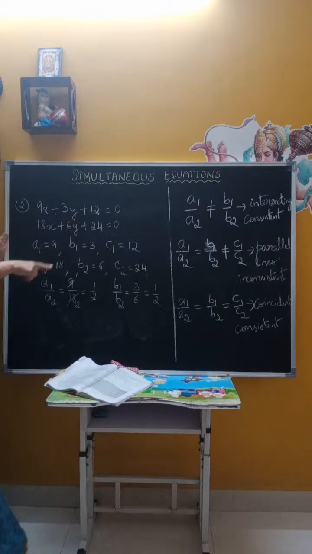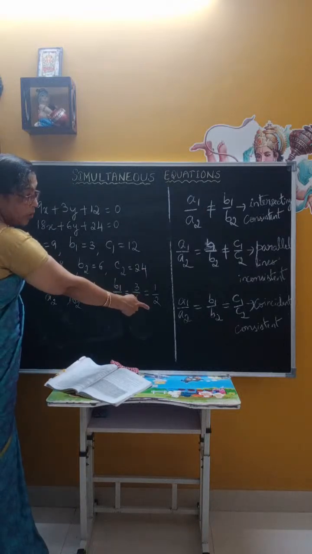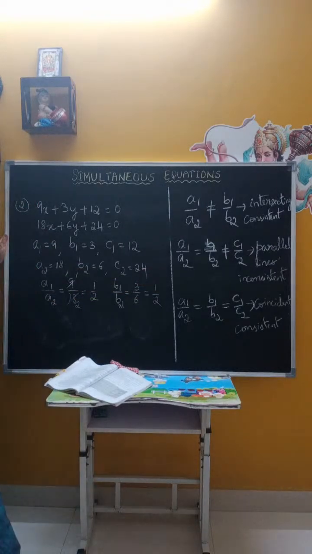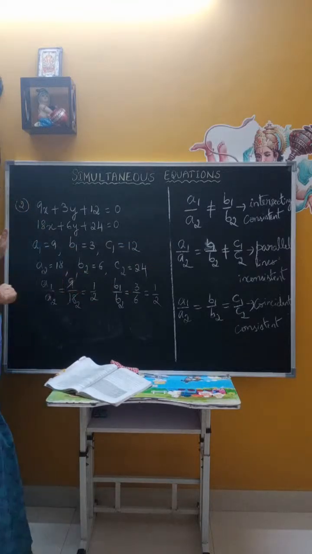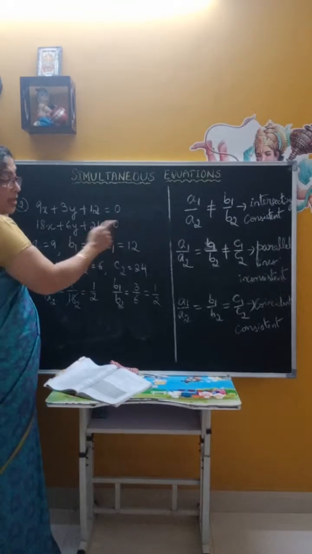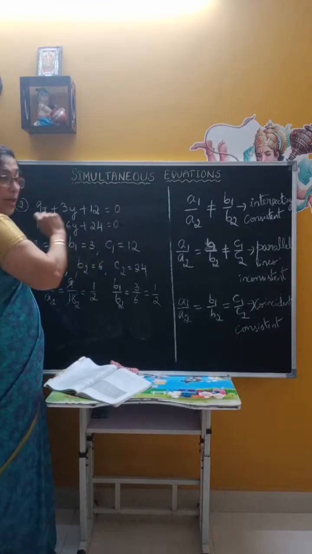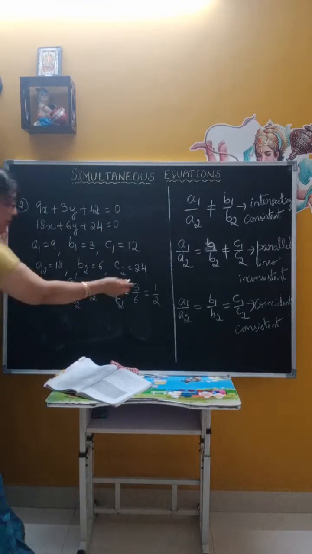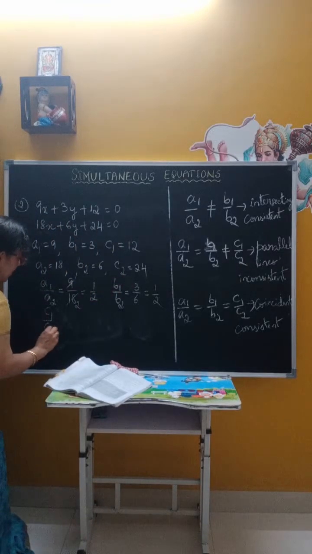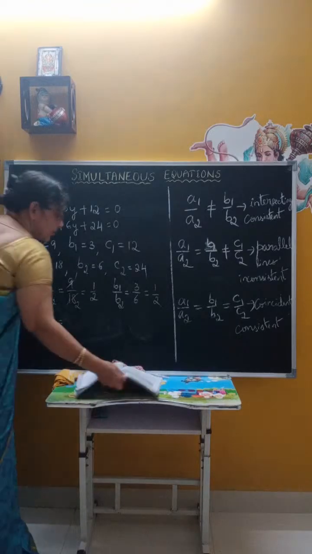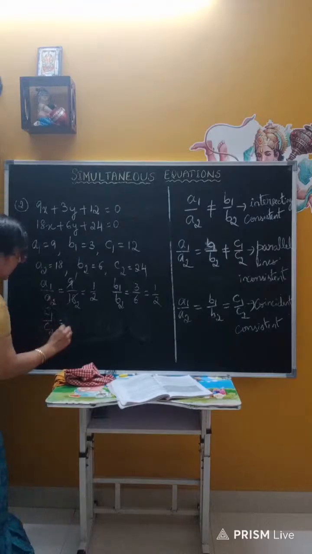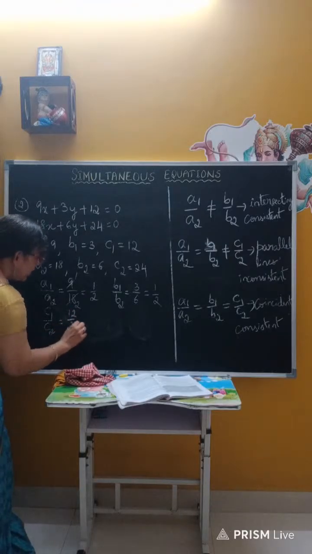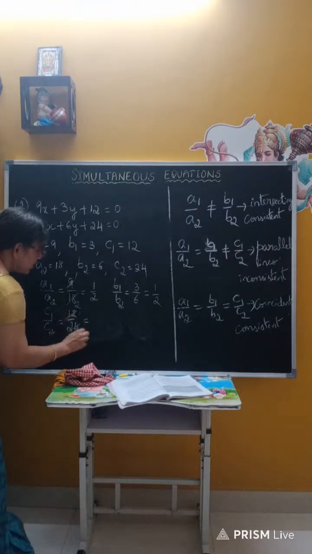So we need to find c1 by c2. If c1 by c2 is also equal to 1 by 2, the lines are coincident. If c1 by c2 is not equal to that 1 by 2, then the lines are not coincident, they are parallel lines. Okay, let us find now c1 by c2. c1 by c2 is equal to 12 by 24. So 12 by 24 is also equal to 1 by 2.